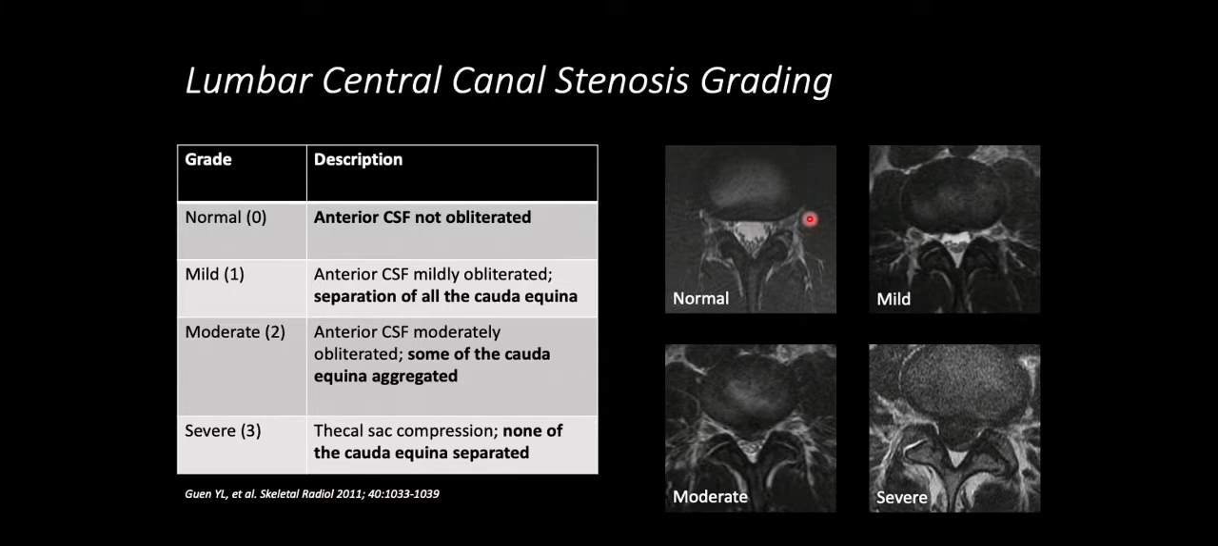When there's mild stenosis, there's some effacement of the thecal sac and some effacement of CSF, although the nerves remain separated from one another. When there's moderate stenosis, we begin to see some aggregation of nerve roots in the thecal sac, and when there's severe stenosis, as in this case, you don't see any CSF between the nerve roots of the cauda equina. This is related to a large disc extrusion right here. You can also use this grading when you're assessing thecal sac narrowing due to epidural fat or epidural lipomatosis.